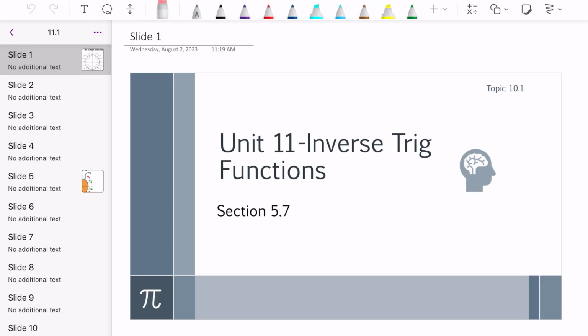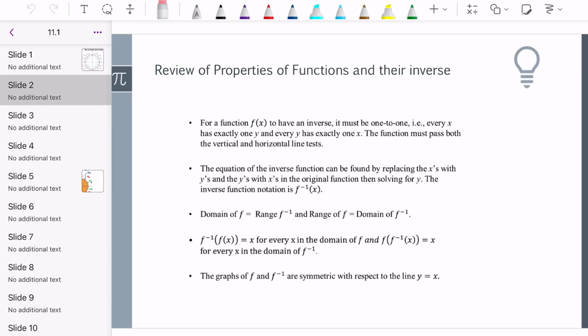Welcome to 11.1 Inverse Trig Functions. Here we're going to be working with how to find specific numbers and answers off of our initial inverse trig functions. Before we begin, we have to have a full understanding of the properties that are found within all of these inverse trig functions.